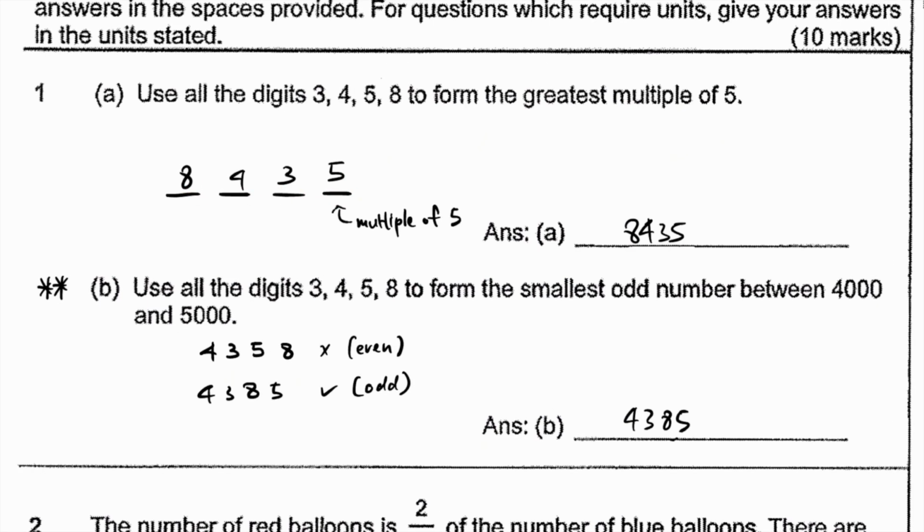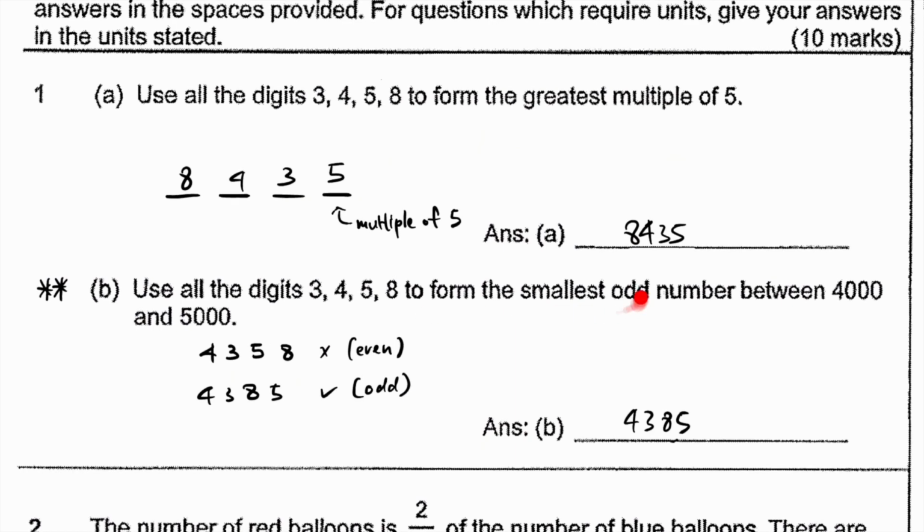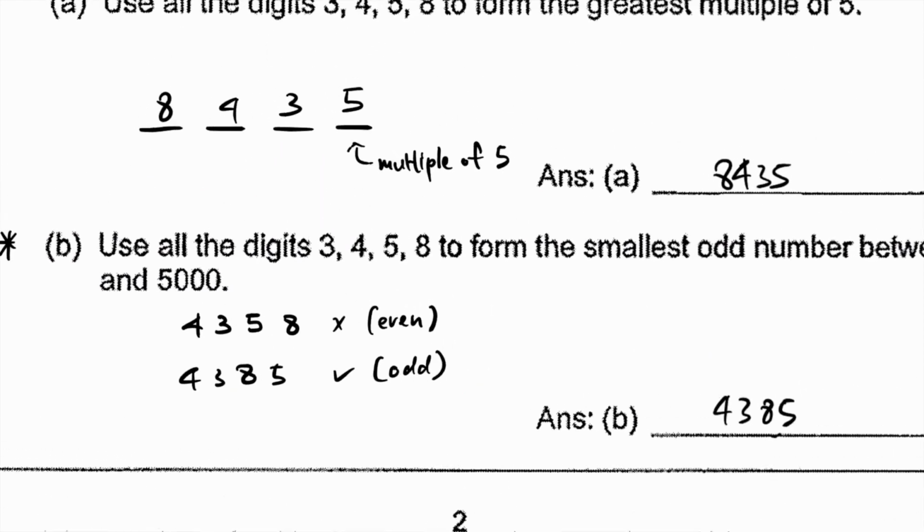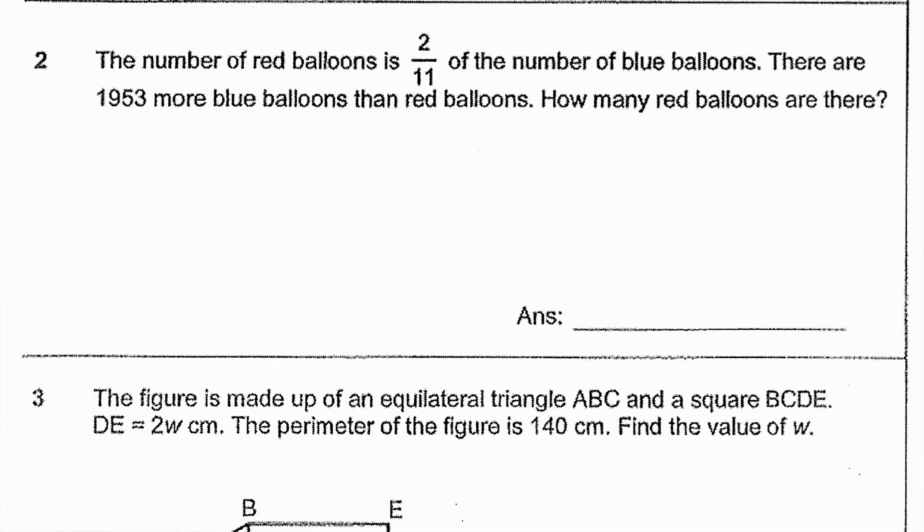Use all the digits 3, 4, 5, 8 to form the smallest odd number. So smallest possible, we'll start with 4 and then 3. And because we want the number to be odd, we can't afford to have 8 at the back here. 8 has to be shifted to the front, and the last digit here is 5. The answer is 4385.